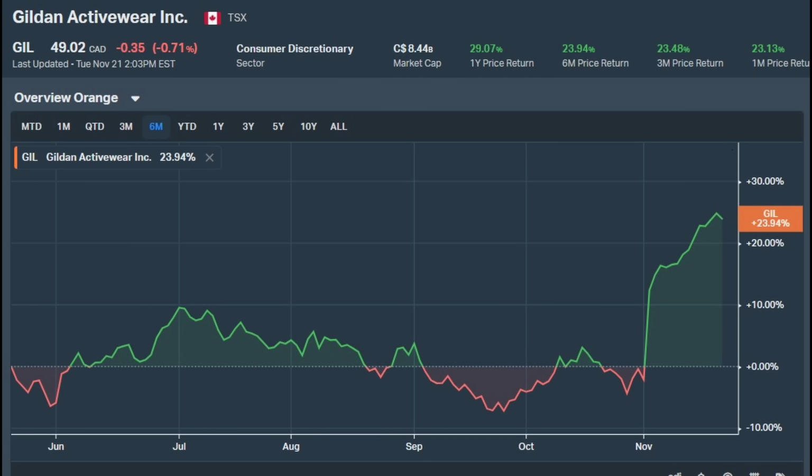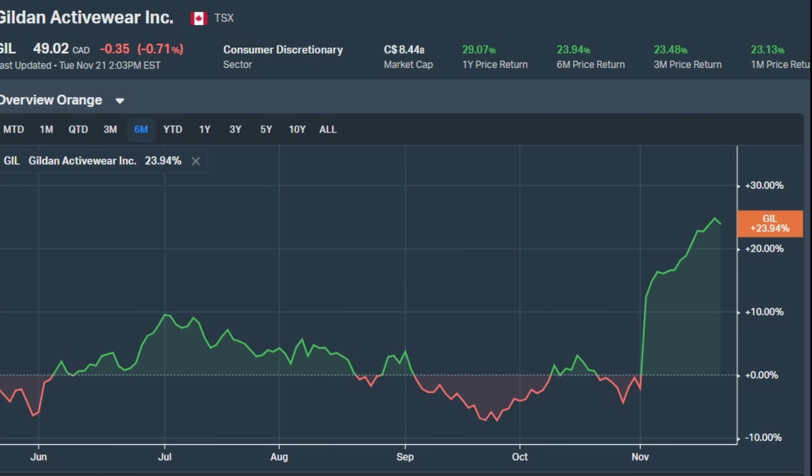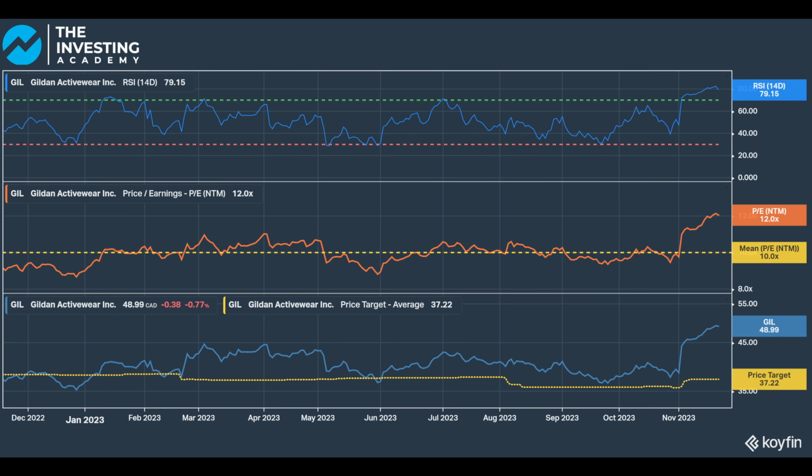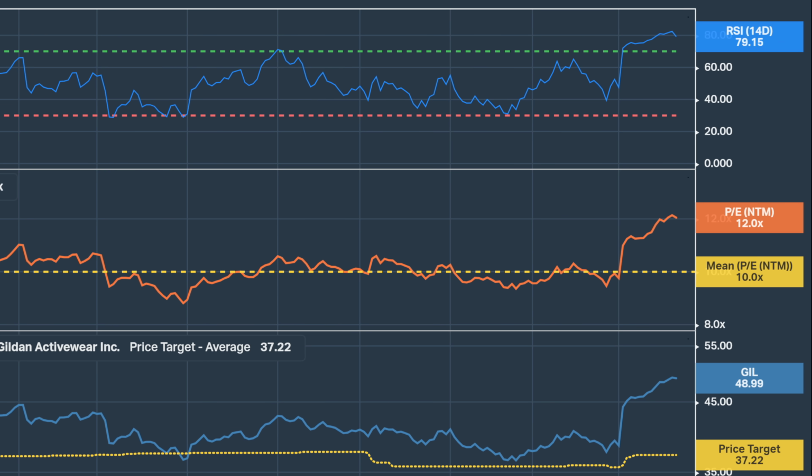Finally, on today's list, we're going to look at Gildan Activewear, our only Canadian company that falls into this overbought category. The ticker is GIL, and it is a manufacturer and seller of apparel products around the world, with headquarters right here in Montreal. The company has had a relatively flat year until recently, where the stock has surged 23% over the last month. We can see that on the right side of this chart. Drilling down into the details, the RSI is currently 79.15, up into overbought territory. Price to earnings has jumped considerably in the last little while along with that price, currently 12 on a forward basis.